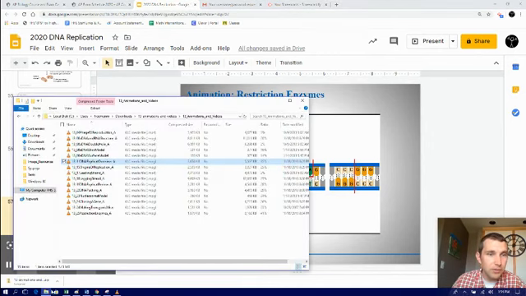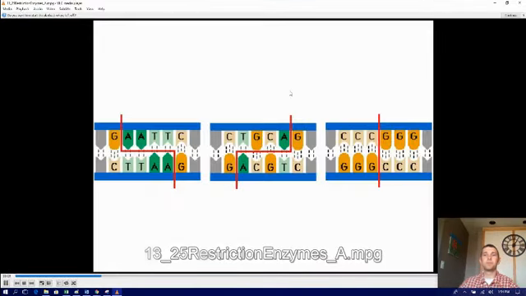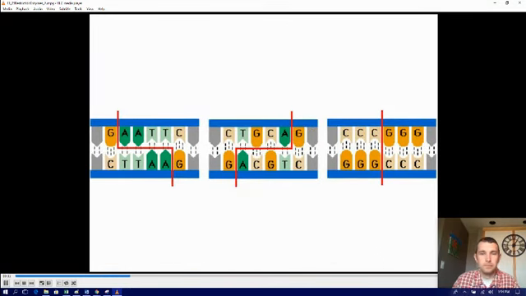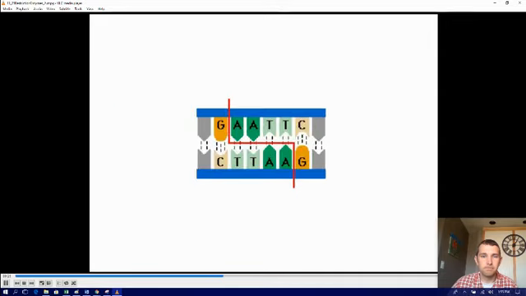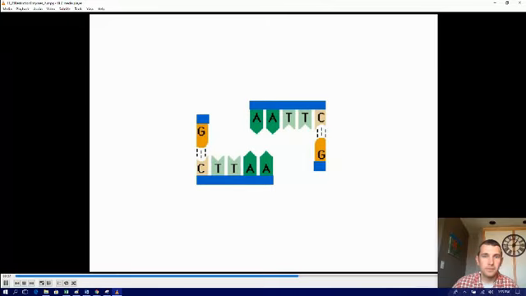So let's take a look at what restriction enzymes look like. Restriction enzymes are enzymes isolated from bacteria that recognize specific sequences in DNA and then cut the DNA to produce fragments called restriction fragments. Different restriction enzymes recognize and cut different sequences of DNA. This restriction enzyme recognizes the DNA sequence GAATTC. It cuts the DNA strands between the bases A and G. The resulting single-stranded sticky ends have the base sequence AATT.